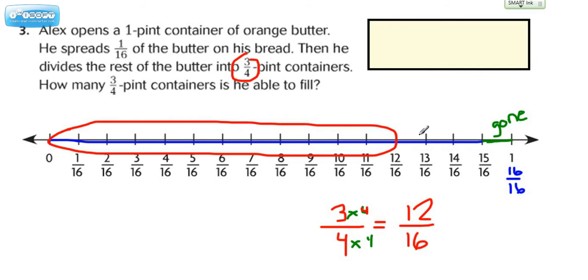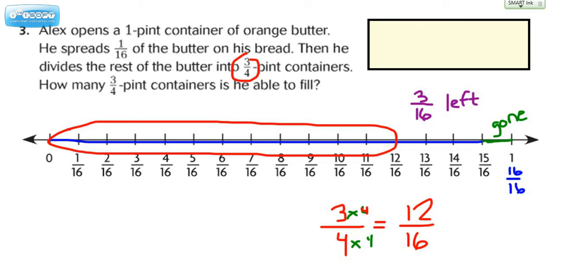Now, do you see that we don't have enough for that second container? So let's look and see what we have left. Well, we have 1/16, 2/16, 3/16 left over. So let's write that number down. 3/16 left. So we're dealing with one full container with 3/16 left.